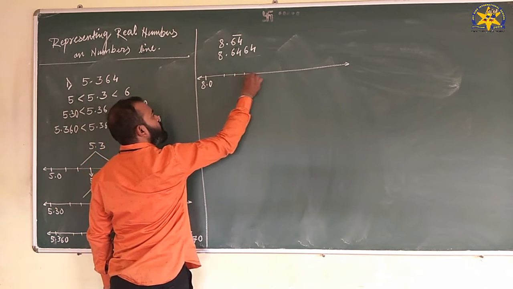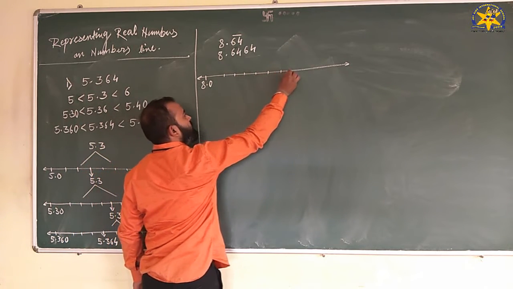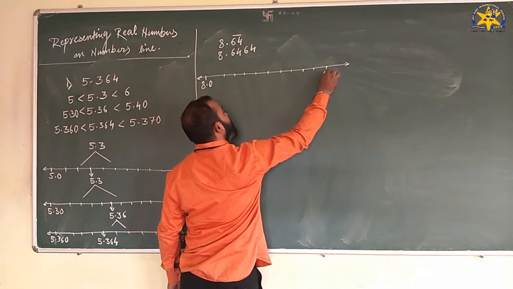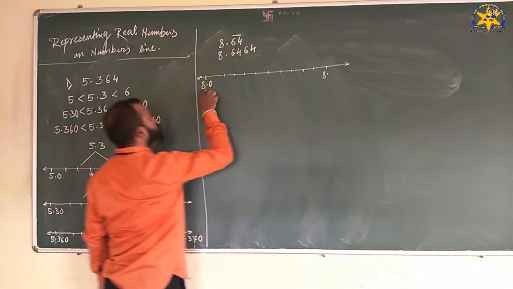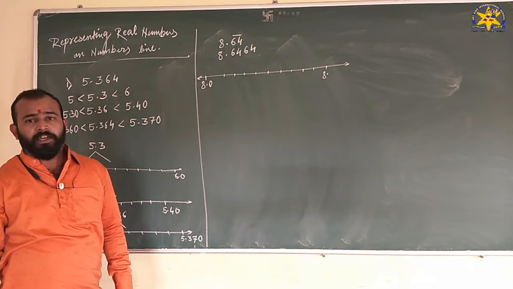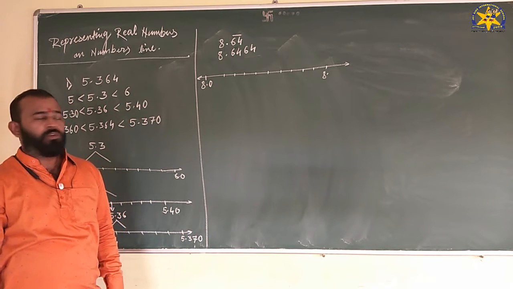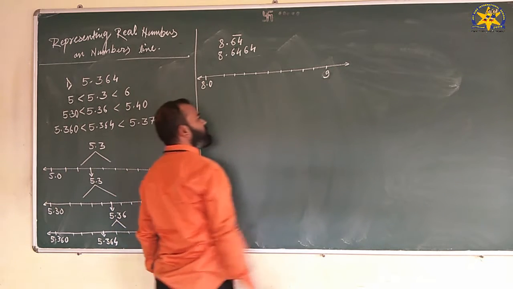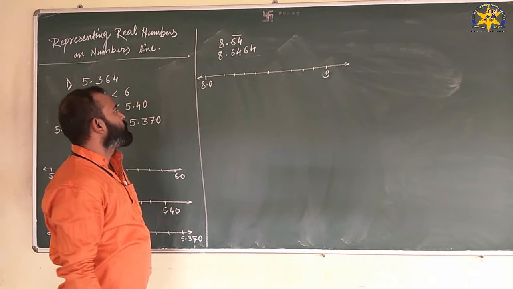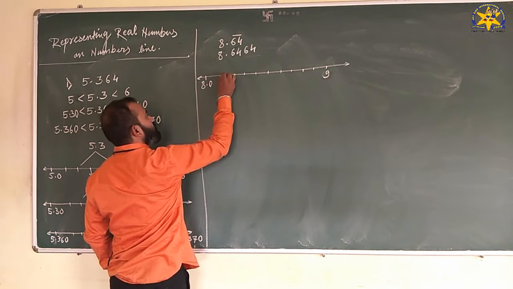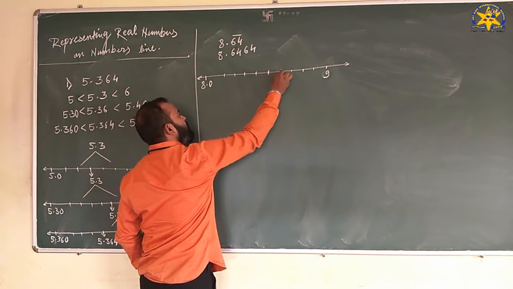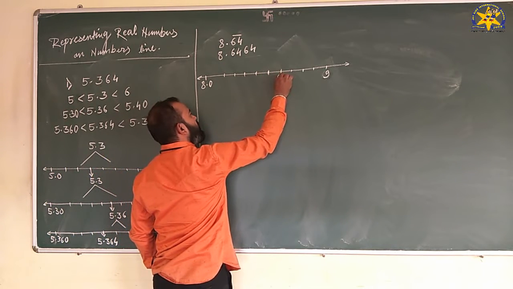1, 2, 3, 4, 5, 6, 7, 8, 9, 10. Here, we started from 8.0. What will come there? Say 9. 8.10 will come; 8.10 is equal to 9.0. Start: 8.6 is there. 1, 2, 3, 4, 5, 6. Here will be 8.6.